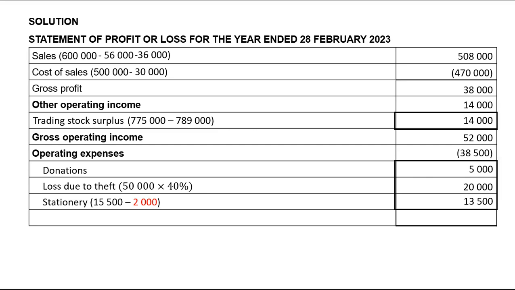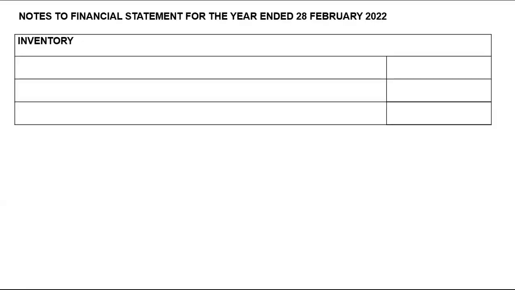Make sure you put it in brackets. Then take 52,000 minus that 38,500. You will get your gross operating profit, which amounts to 13,500. We good? The unused part of that stationery, we are going to record it in the inventory note.